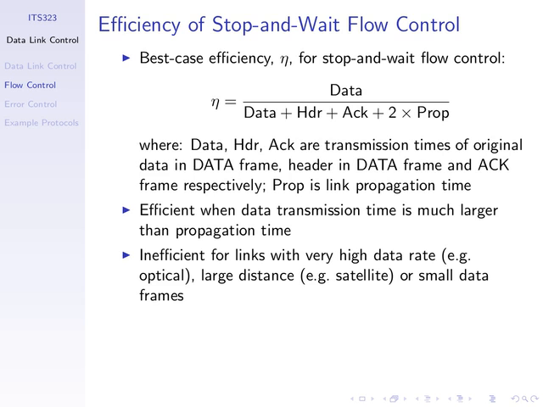This tries to summarize the efficiency. We see the general equation. The best case, the amount of data. In our case, we had 1,000 bytes of data. The efficiency is the time to transmit that data, divided by the time to transmit the data plus the header, because we have data plus header plus the ACK plus 2 times the propagation delay, because we have to propagate the data there and propagate the ACK back. If we ignore processing and queuing delay, that's a general form of the efficiency.